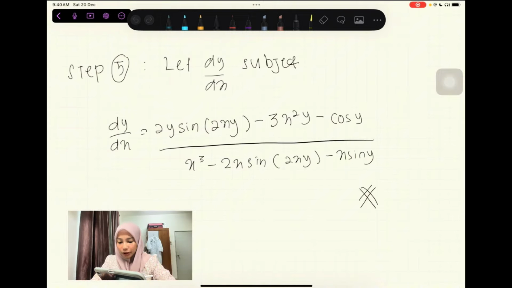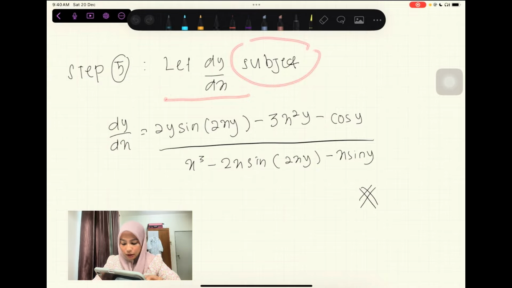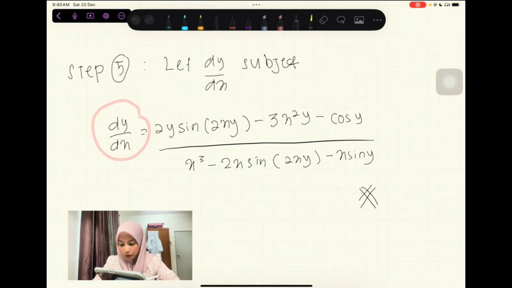So dy over dx equal to 2y sin 2xy minus 3x power of 2 y minus cos y, over x power of 3 minus 2x sin 2xy minus x sin y. So this is the final answer.